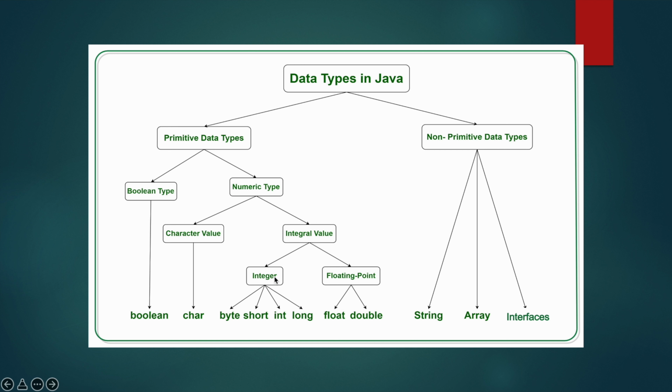In integer there are four types, that is byte, short, int and long. And in floating point there are two types, that is float and double. In character type it is the char data type, and in Boolean type it is boolean. And in non-primitive data type, string, class, array and interface are declared.